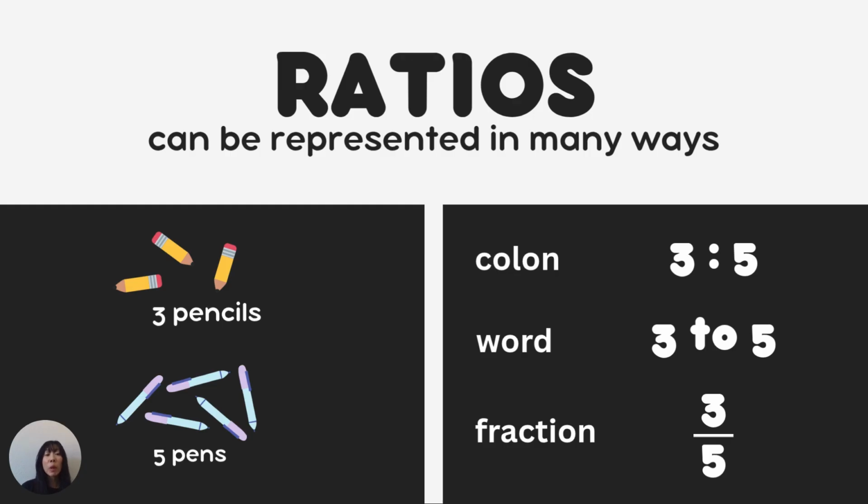Now, ratios can be represented in a multiple number of ways. First, if we have the scenario over here, 3 pencils to 5 pens, you can write that comparison in colon form, 3 to 5, in word form, 3 to 5, and in fraction form, 3 to 5. Now, it's important to understand, though, when you represent a ratio as a fraction, it's not actually a fraction, it's just in fraction form. It's still comparing 2 different quantities.